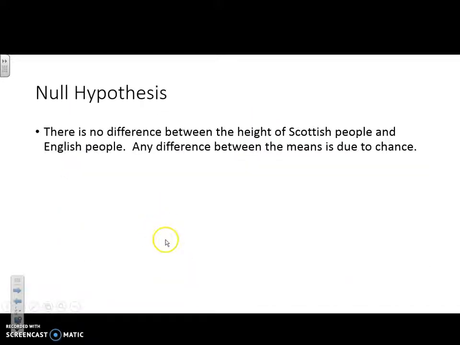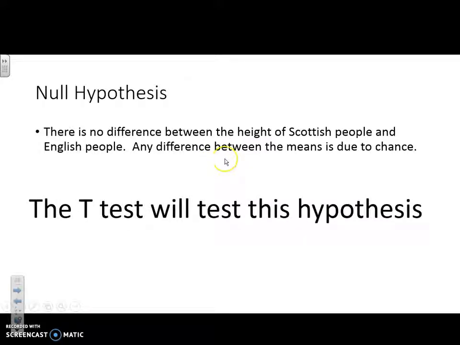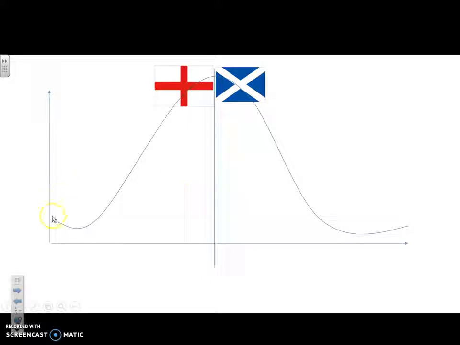Now, in order to do the student's t-test, you need a null hypothesis that you're going to test. And the null hypothesis in any statistics is always the boring one. They call it the hypothesis of no difference sometimes. So that's what we're going to be testing here. There is no difference between the height of Scottish people and English people, and any difference between the means is due to chance. What that effectively means is that the populations are exactly the same. They both show the same distribution curve, and actually the means of Scottish and English people should be the same.